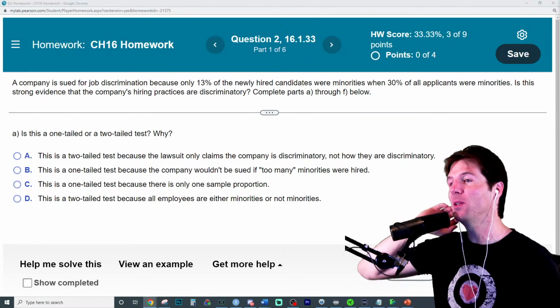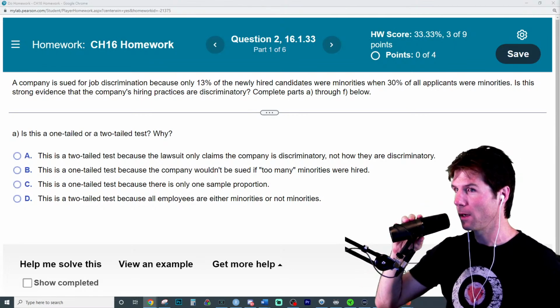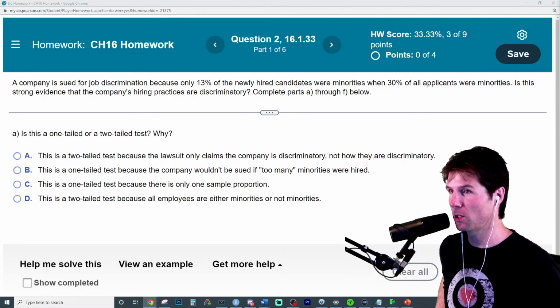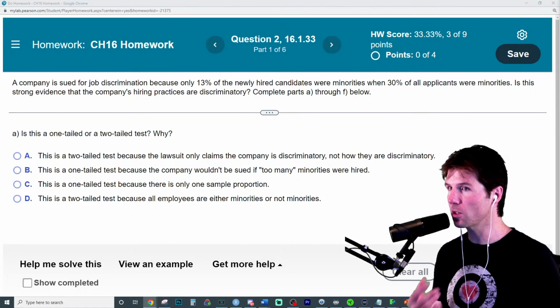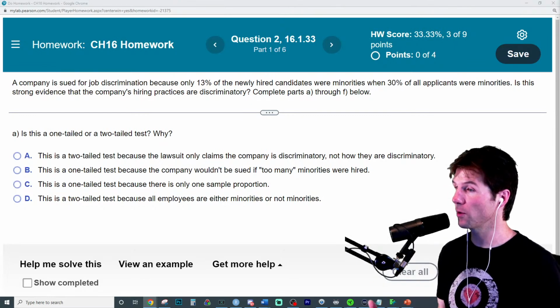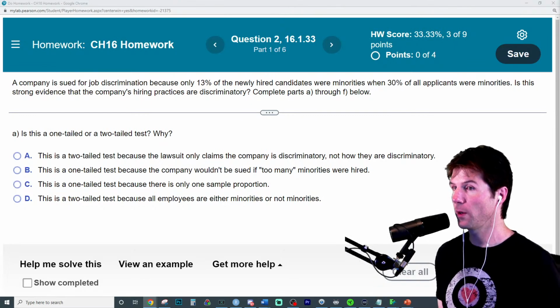This one says a company is being sued for job discrimination. They're being sued for job discrimination because only 13% of the newly hired candidates were minorities, when 30% of applicants were minorities. Is this strong evidence that the hiring practices are discriminatory? So in this, they want to know if it's a one-tailed or two-tailed test.